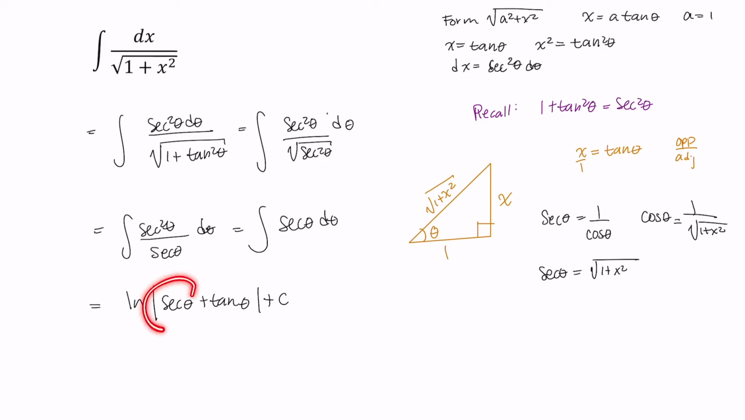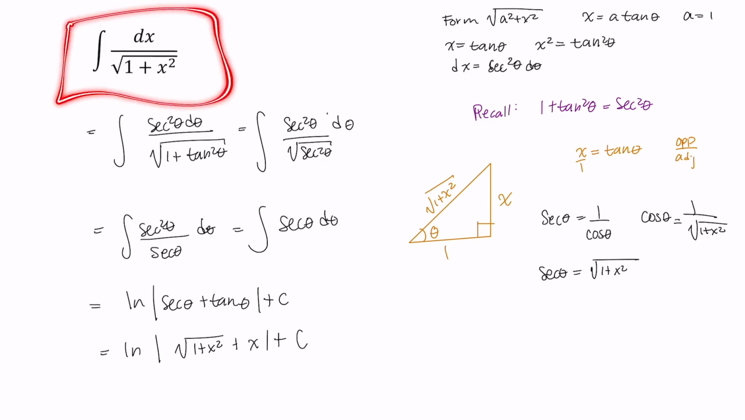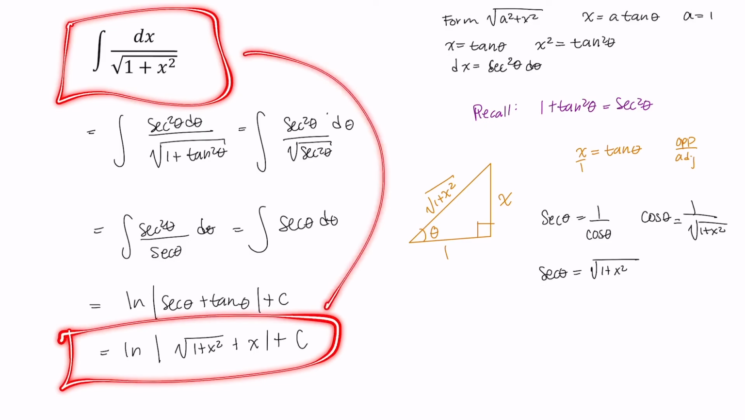So replacing secant theta with the square root of 1 plus x squared, and replacing tangent of theta with just x, we end up with the natural log of the square root of 1 plus x squared plus x, plus a constant c. So this integral evaluates to this right here.